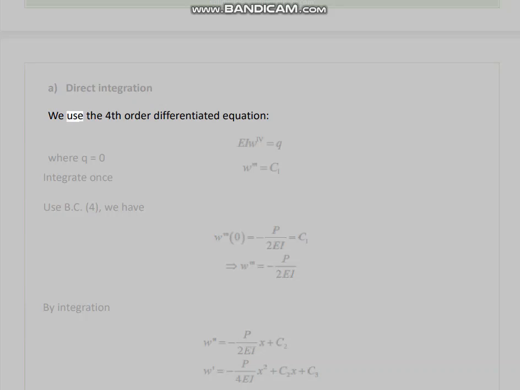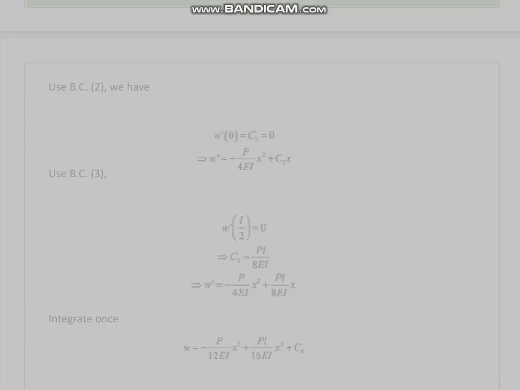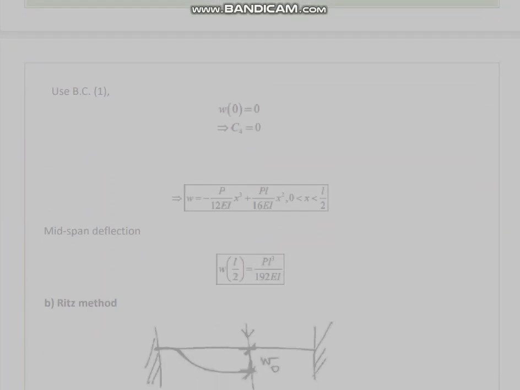A. Direct integration. We use the 4th-order differential equation, where q equals 0. Integrate once. Use BC 4. We have by integration. Use BC 2. Use BC 3. Integrate once. Use BC 1. Midspan deflection.